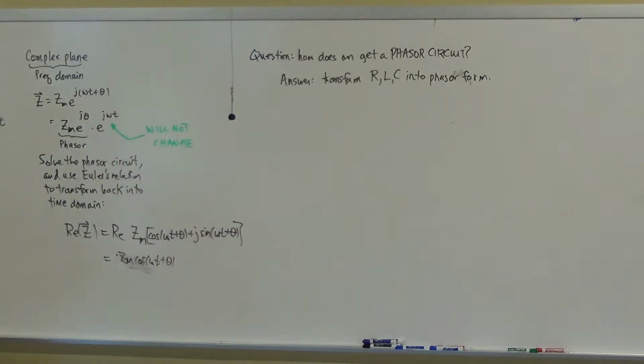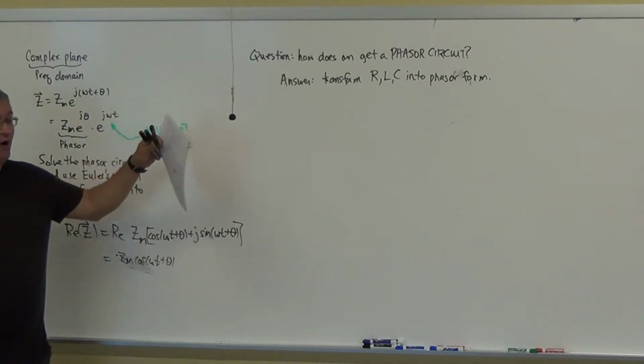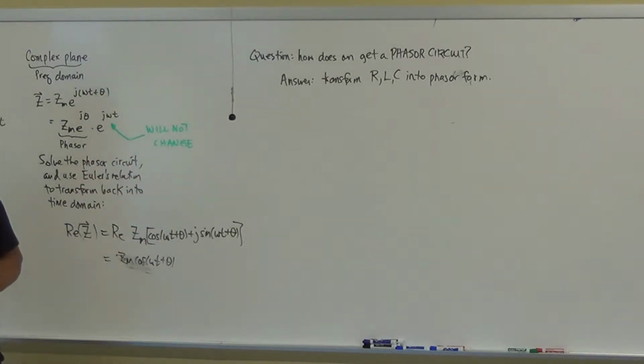Is it the e to the j omega t that's a constant, or the e to the j theta that's a constant? This e to the j omega t will be a constant. As soon as we start to do the calculation, you'll see why I make that statement. As soon as I do R, L, and C, you'll see that the omega term always drops out, and we have to put it back into the solution by hand.